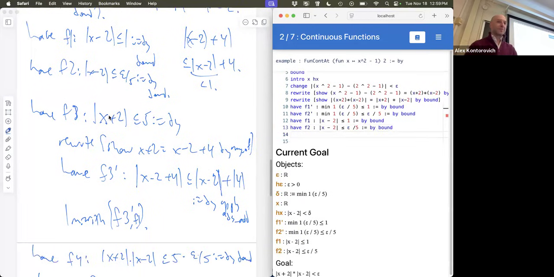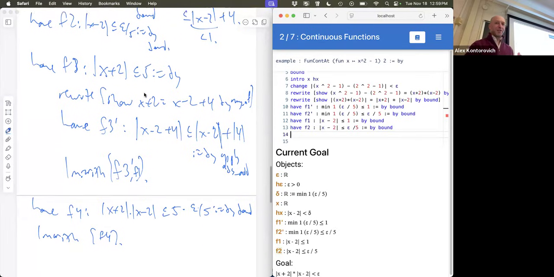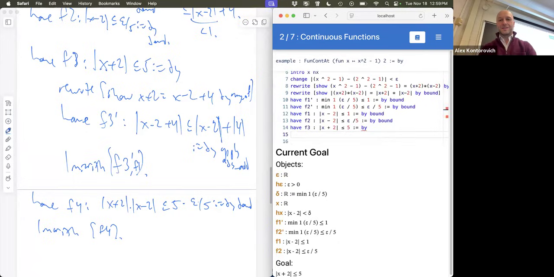Okay, now we're up to F3. F3 is the kind of the beef of this argument. Why did we choose epsilon over 5? It's because x plus 2 is at most 5 in this range. So let's see if we can do this. Have F3 is that x plus 2 is less than or equal to 5 by. Okay, first we're going to rewrite. Can I do it like this? Let's see. Yeah, so now our goal is x plus 2 is less than or equal to 5. Okay, so let's rewrite. Show x plus 2 is equal to x minus 2 plus 4. And I think I have to put parentheses around the x minus 2 so that it does it correctly. This is by ring.